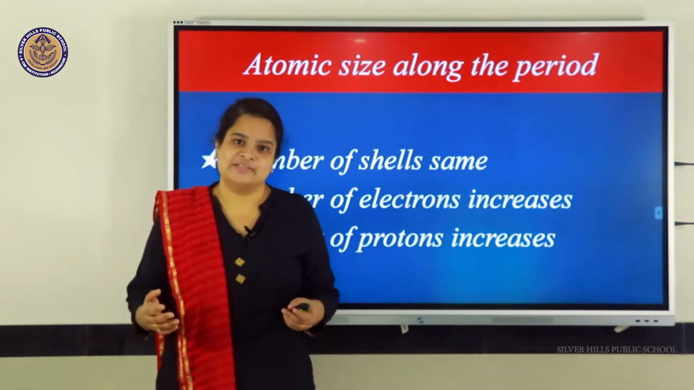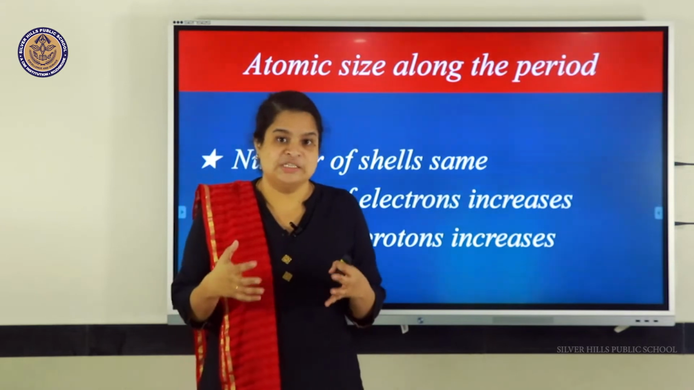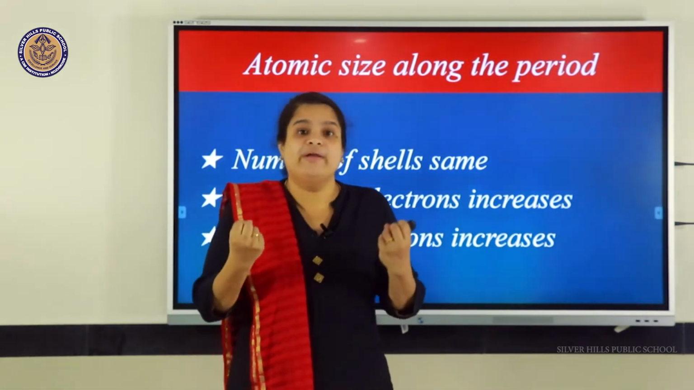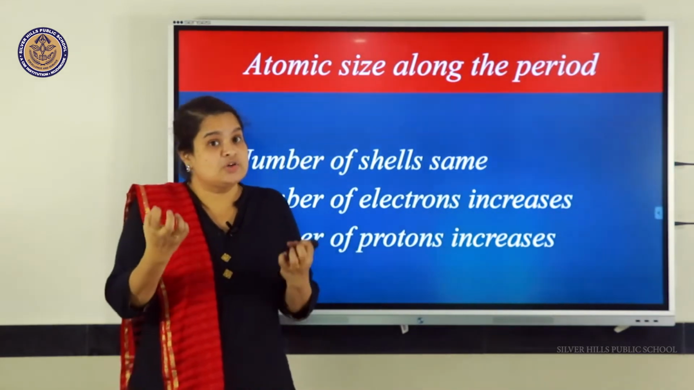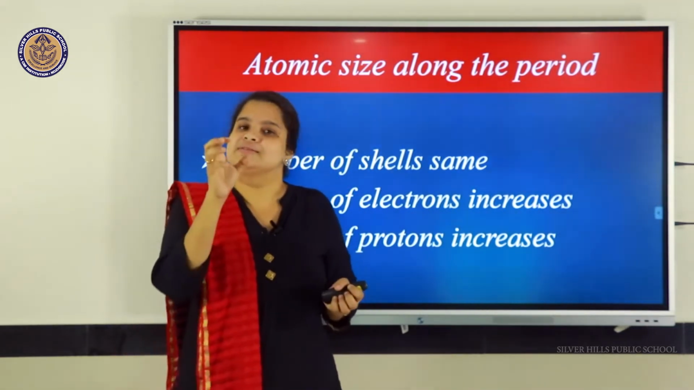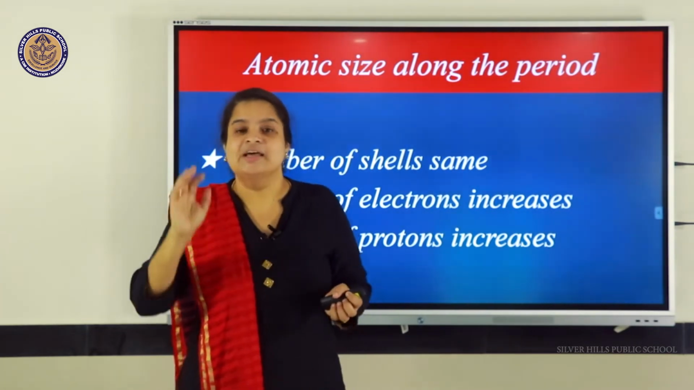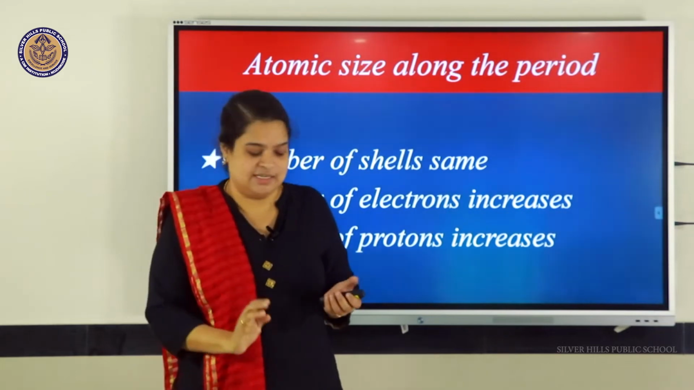So, what happens? Effective nuclear charge means it will hold the outer electrons very closely or very tightly. When it holds the outer electrons very closely and tightly, the size of the atom becomes smaller. So, along the period, the size decreases.